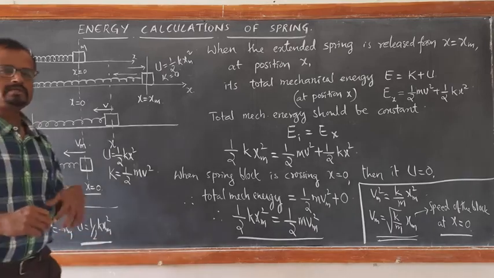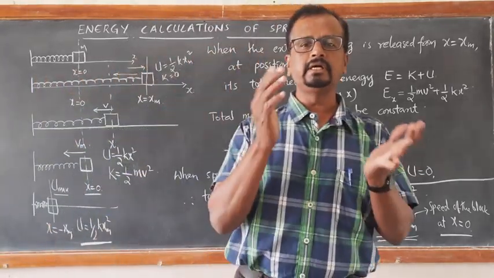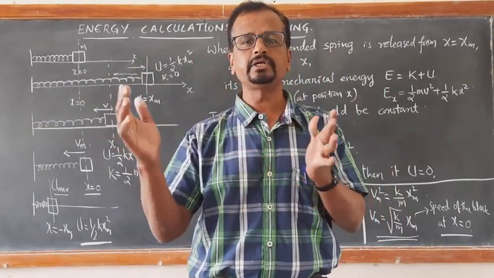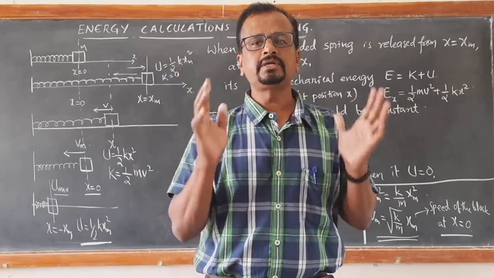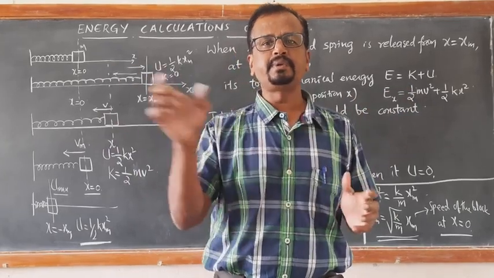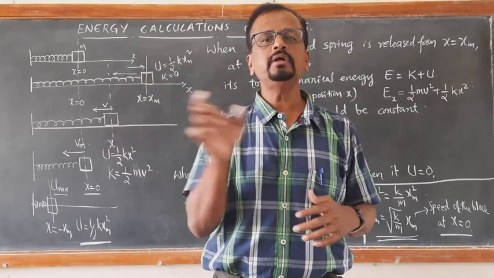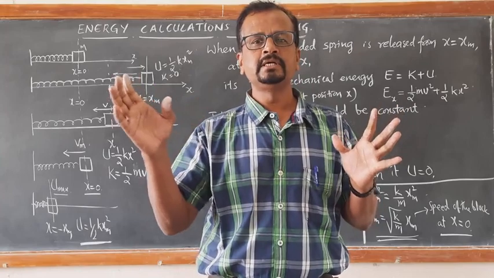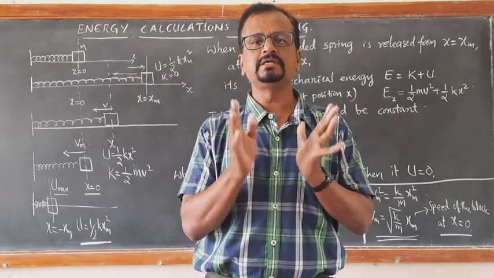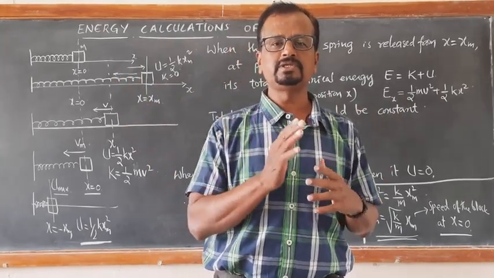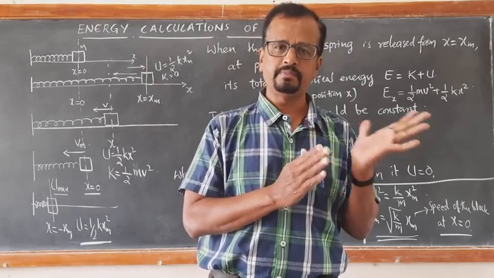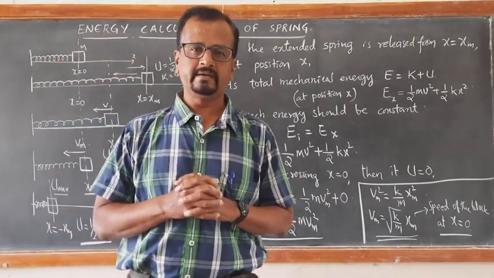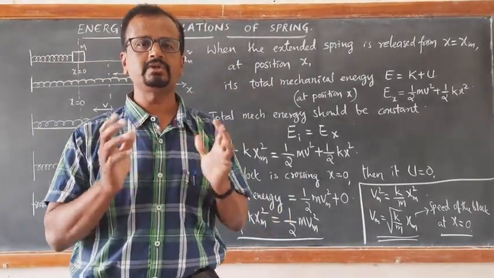This is how conversions of energy from potential into kinetic, kinetic into potential, take place. As a result, the spring goes on oscillating. This is the reason why the extended spring, when released, keeps on oscillating. The oscillations are because of conversion of potential energy into kinetic energy and back into potential energy. Now with the help of these equations, we can draw the energy diagram with respect to displacement. Let us draw the energy diagrams.